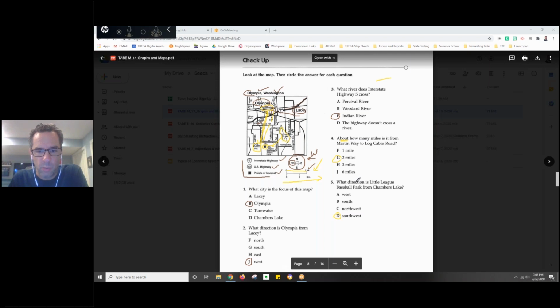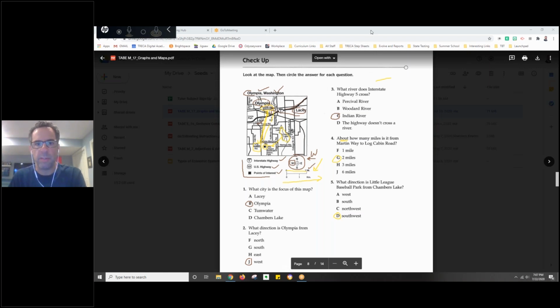Hopefully I'm doing that right. It says, what direction is Little League Baseball Park from Chambers Lake? I'm thinking it's going to be southwest, because that's the way that you would walk. You'd walk southwest to get from Chambers Lake to Little League Baseball Park. So hopefully those matched up. If you can try it again, that's fine too.